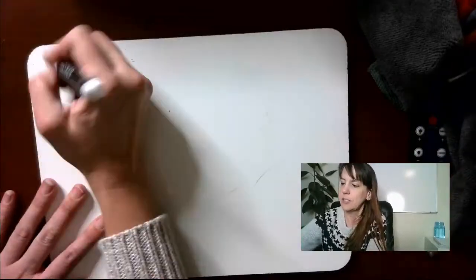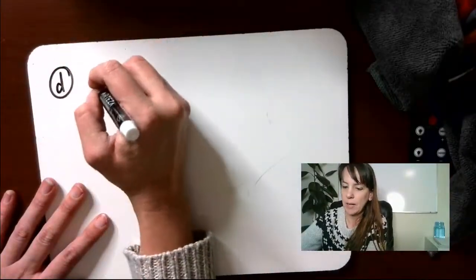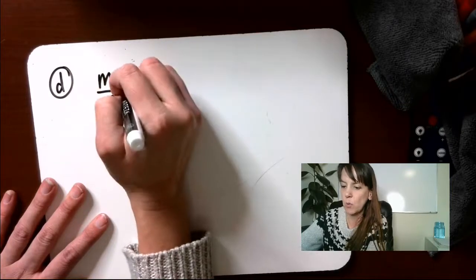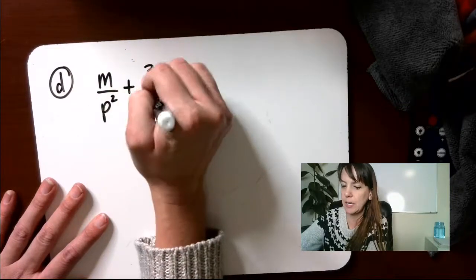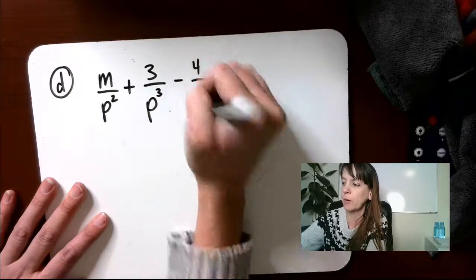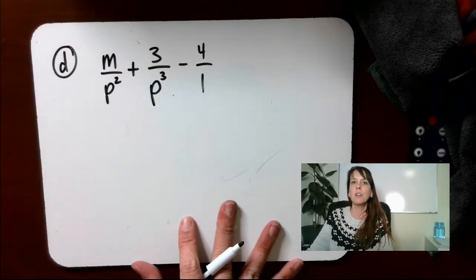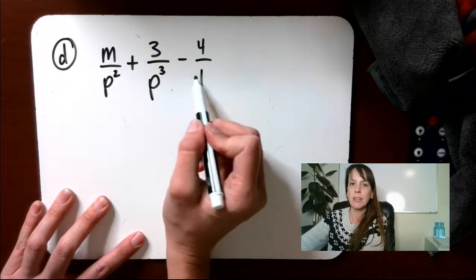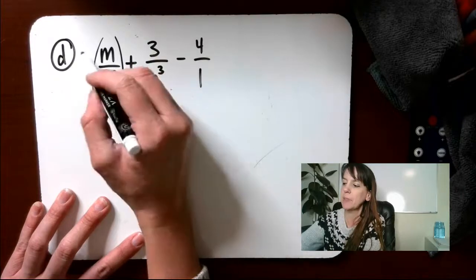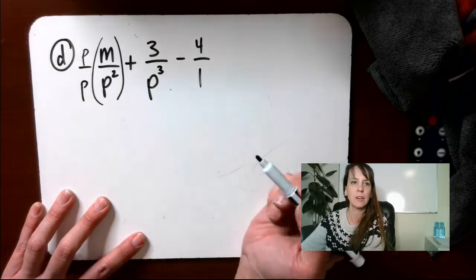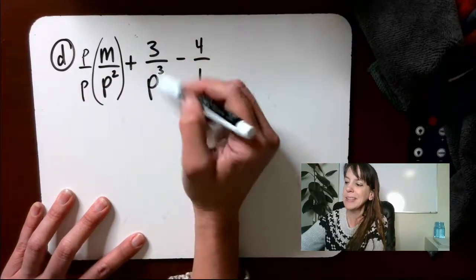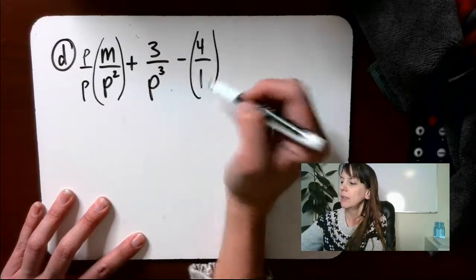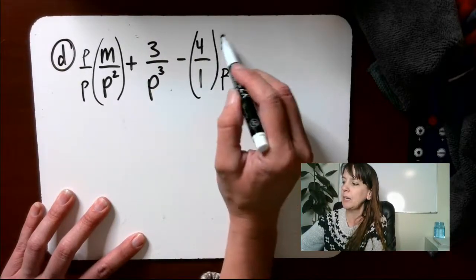All right, let's do D. We have MP squared plus 3P to the 3rd minus 4. I'm gonna throw it over 1 just to make life easier. So I need at least 3 P's for this guy. Because there's 3 here, 2 here, none here, so I gotta have at least 3. So I'm gonna multiply this by P over P. So that'll give me P3 on the bottom. This I don't have to do anything with, yay! This I have to multiply by P3, P3.